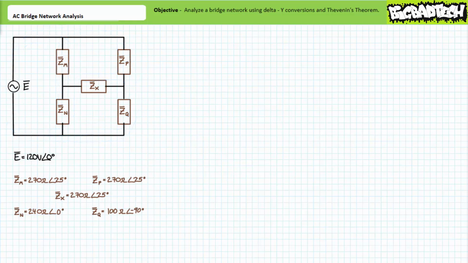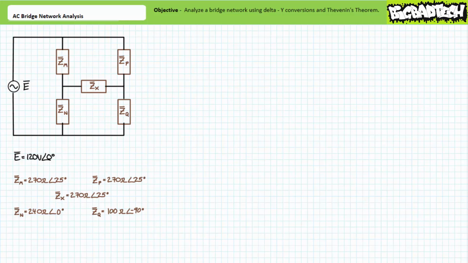2 methods can be used to analyze bridge networks. The first necessitates the use of a delta to Y conversion, and the second necessitates the use of Thevenin's theorem. Ideally, the viewer already has ample experience with both these techniques, and as such, I'm encouraging you to get actively involved and treat this lecture as you would a series of illustrated example problems.